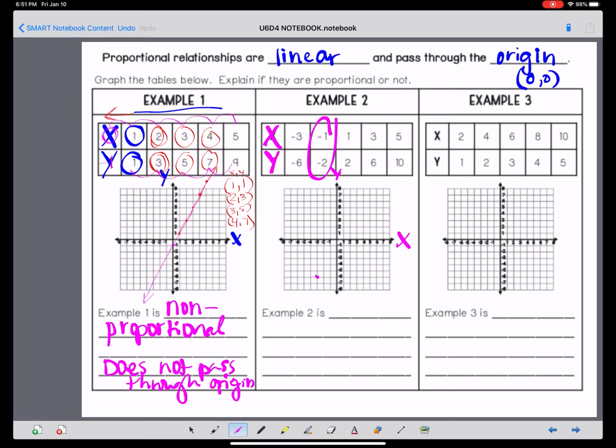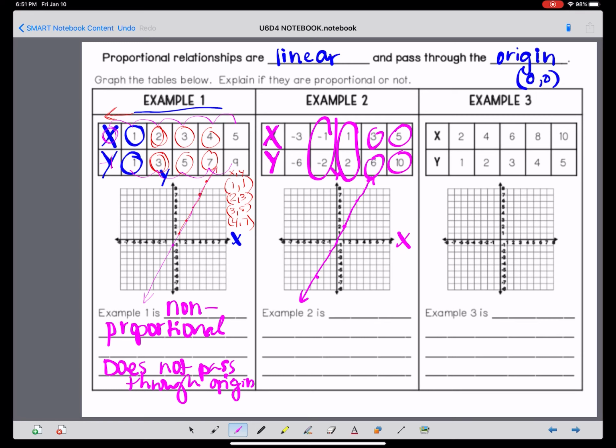Let's do the next one. I'm going to go over to negative 1 and down to negative 2. Let's graph 1, comma 2. So I'm going to go over to 1, up to 2, over to 3, up to 6, over to 5, and up to 10. Let's graph our line.